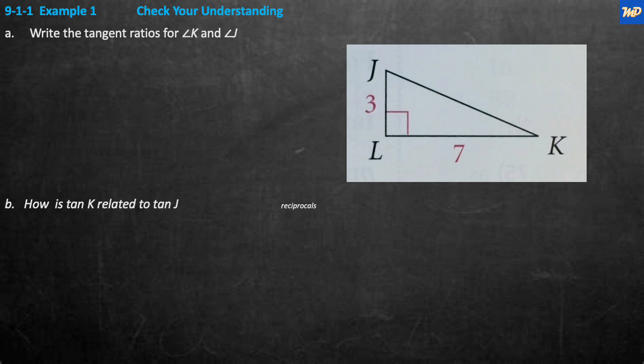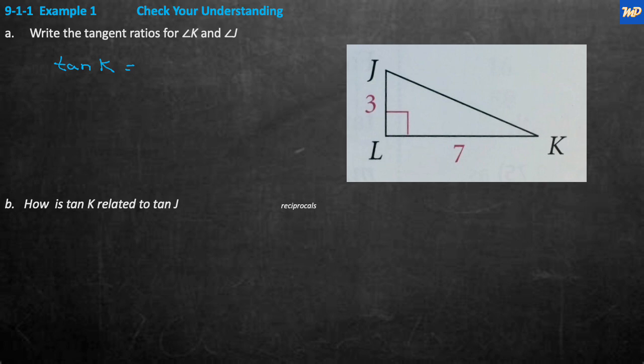Okay, so now that you've had time to go over them and try them out, let's see what we come up with here. It says, write the tangent ratios for angle K and angle J. Well, what's the tangent ratio? What is the tan of K? We're going to write down that the tan of K is equal to what? It's the opposite divided by the adjacent, right?